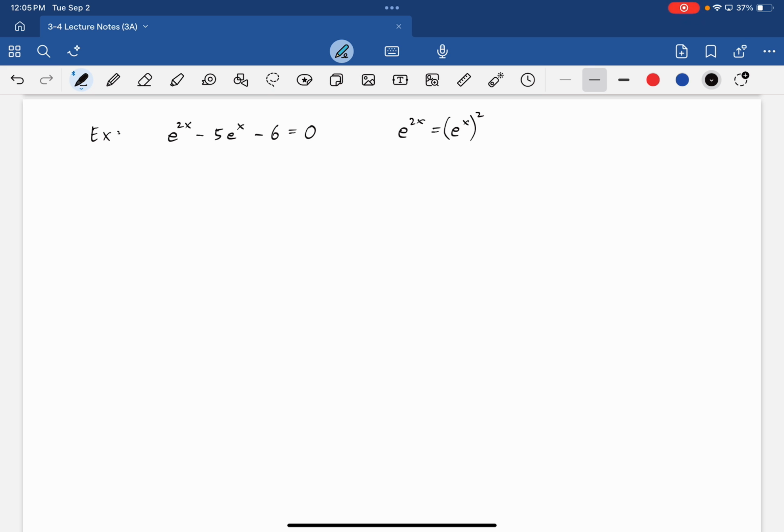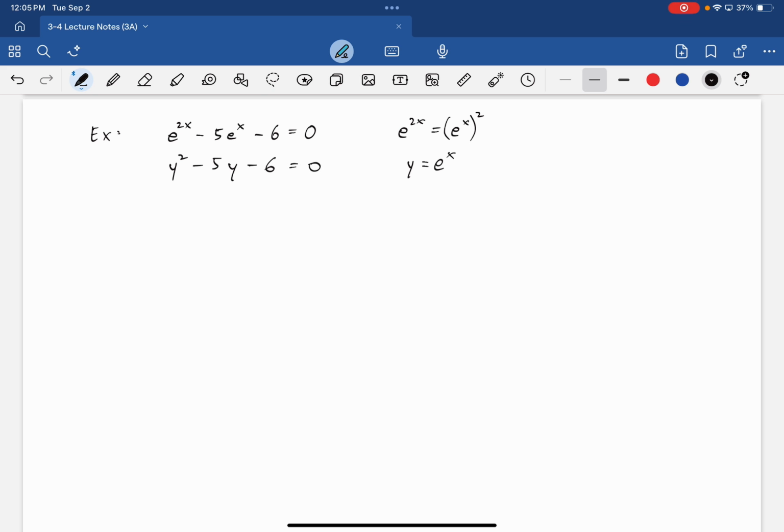All right, so this is really just a quadratic equation. And so a great way to start is simply by substituting y equals e to the x. Okay, so if y equals e to the x, that means our first term here, e to the 2x, is just y squared, right? Y squared minus 5y minus 6.